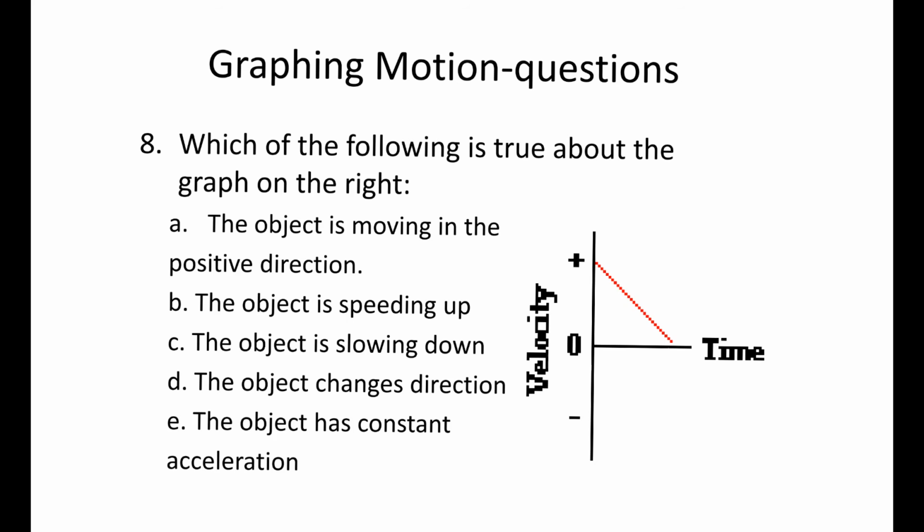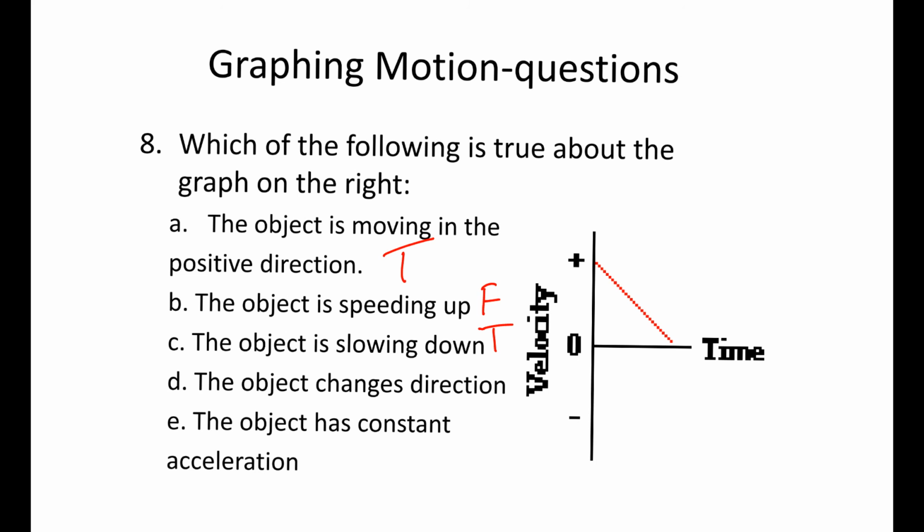Now we got plenty of time. Which of the following is true about the graph on the right? The object is moving in the positive direction. Is that true or false? That is true. It's a velocity versus time graph. As long as the line's above the 0 point on the positive side, it is moving in the positive direction. Is the object speeding up? No. So that's false. It is slowing down. The velocity is getting closer to 0. So is the object slowing down? Yes.